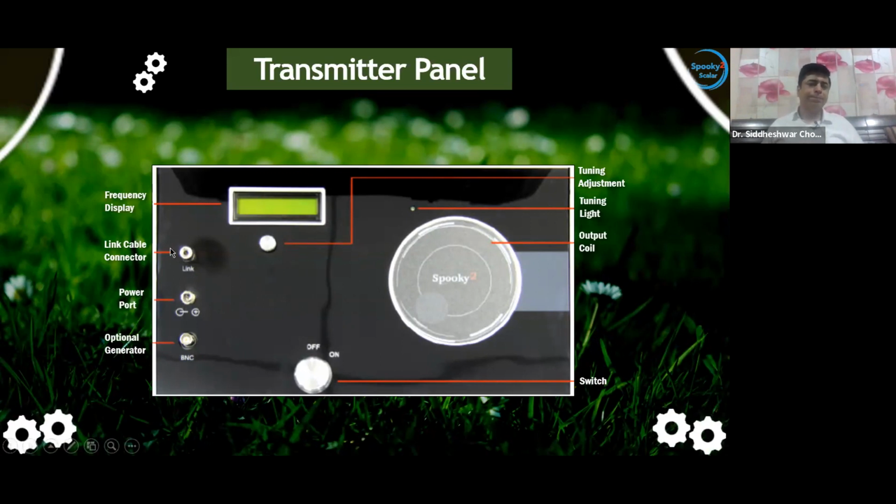So you see here, mainly there is a frequency display. It's an LCD display which displays the frequency value to you.